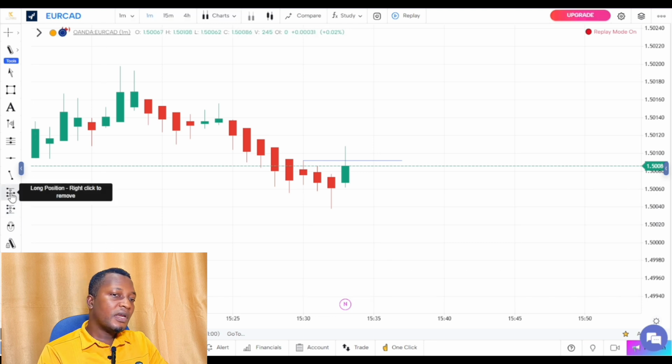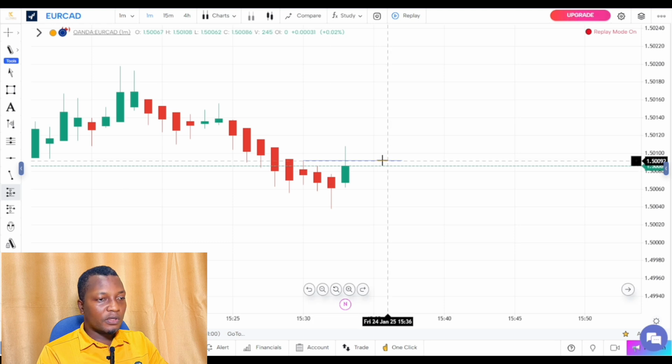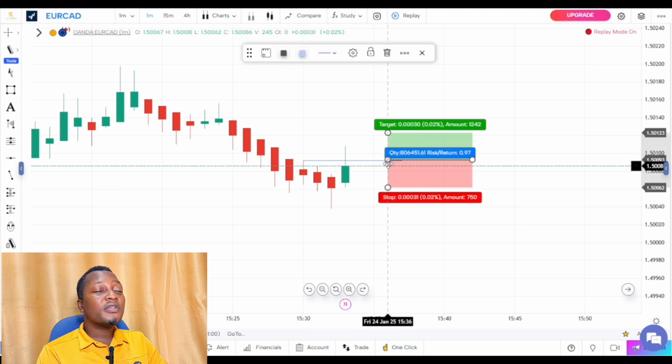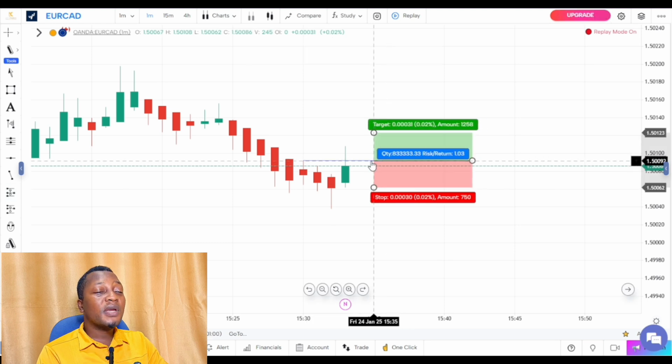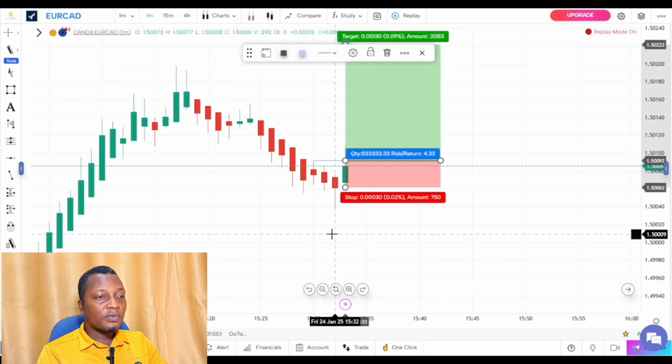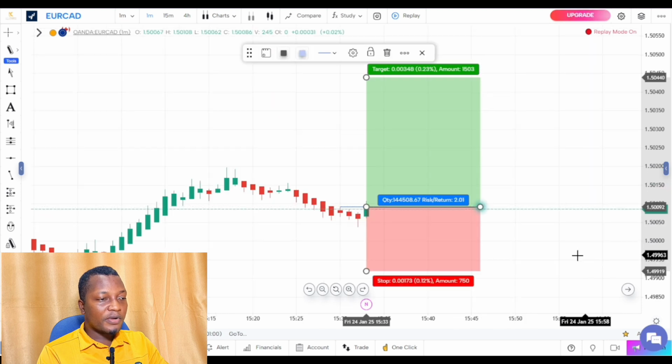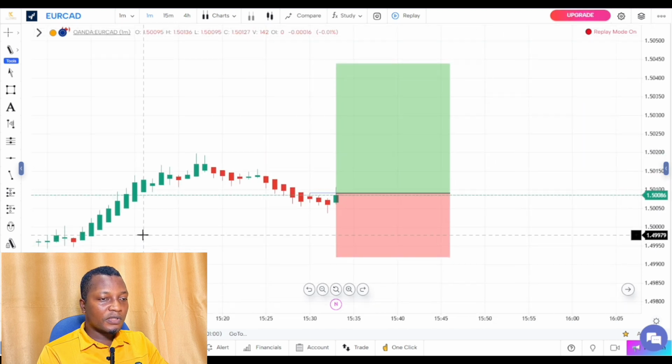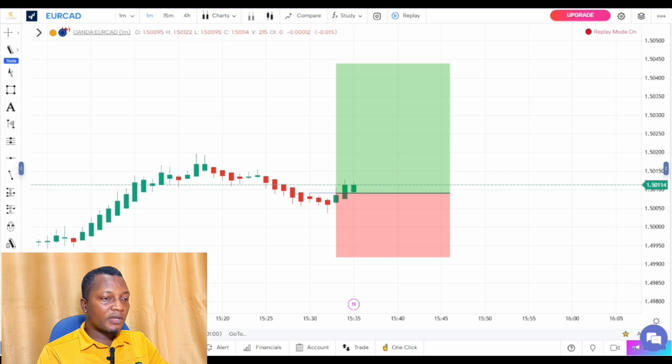Now, our stop loss is going to be right below the swing low. So 1:2 is going to be our TP, and our risk is going to be right below the swing low. Now this is 1:2. Let's see what the market does right after this.